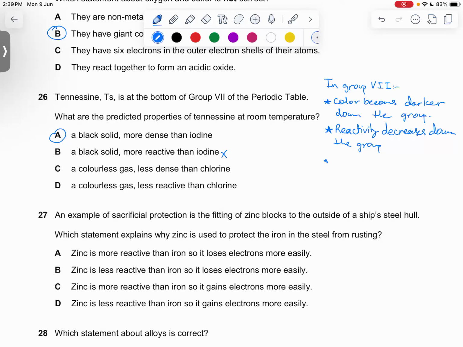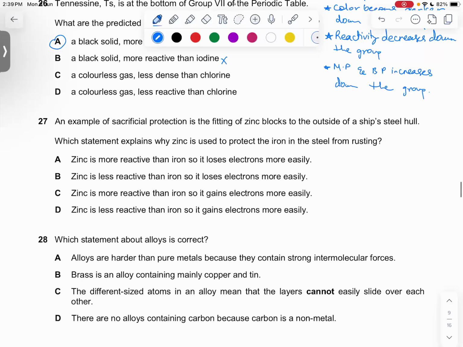Down the group. Melting point and boiling point increases down the group. Well, this is all they were asking about, so we've written those points over here for those who don't understand.